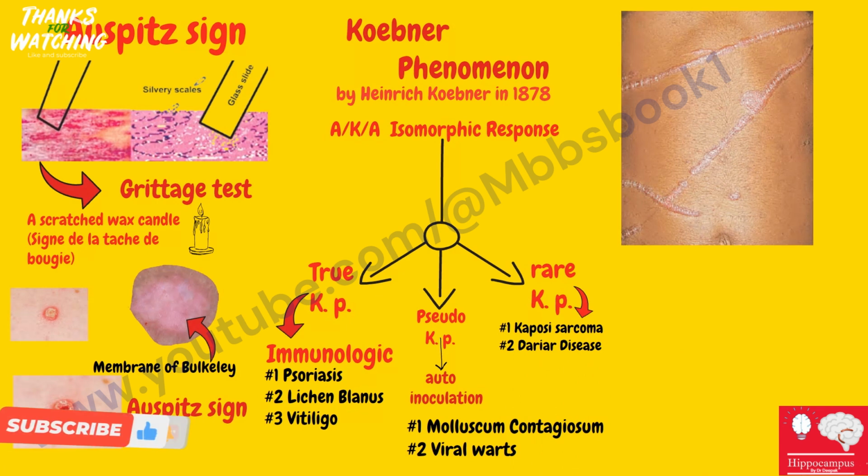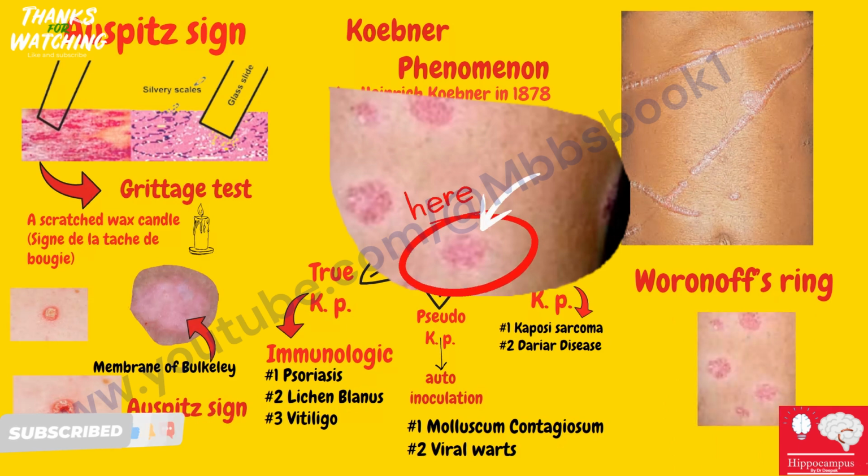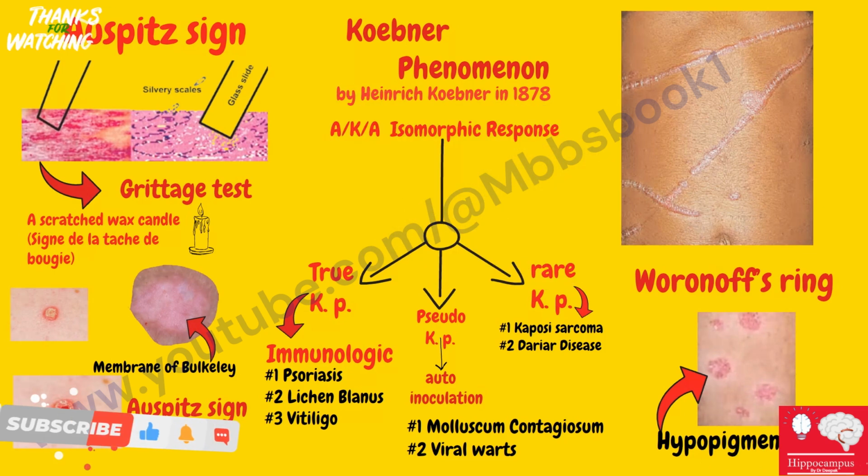Now, the third named feature of psoriasis is Woronoff's ring. What is Woronoff's ring? See around the lesion of psoriasis, you can see there is a hypopigmented rim. This is called Woronoff's ring.